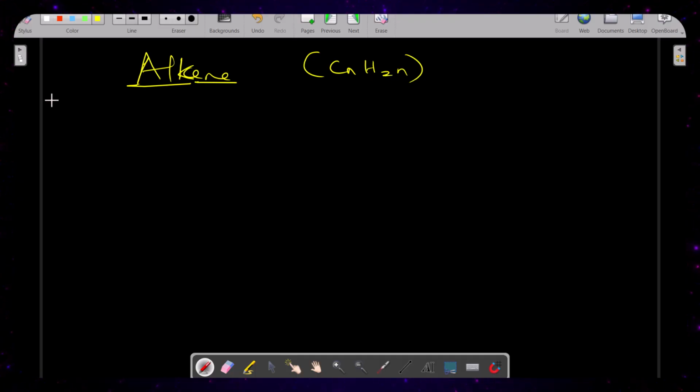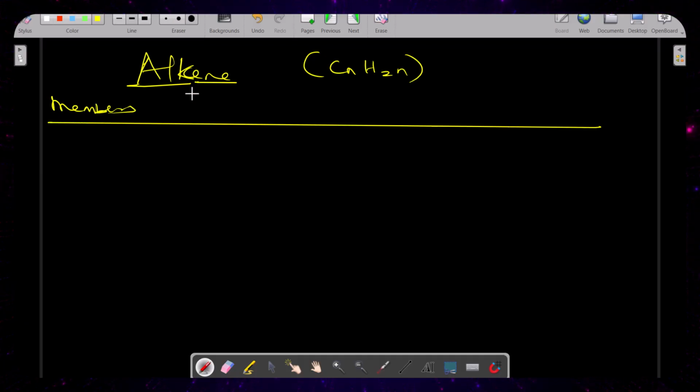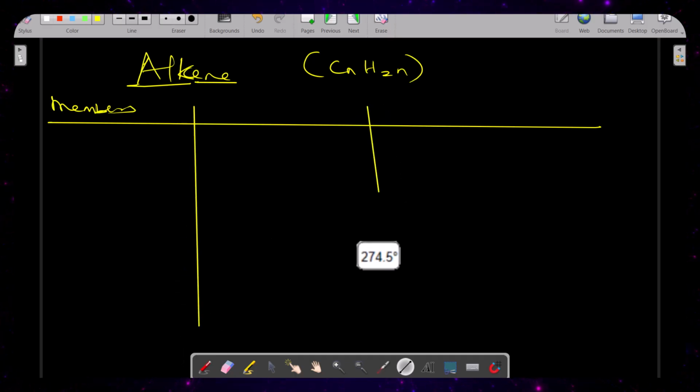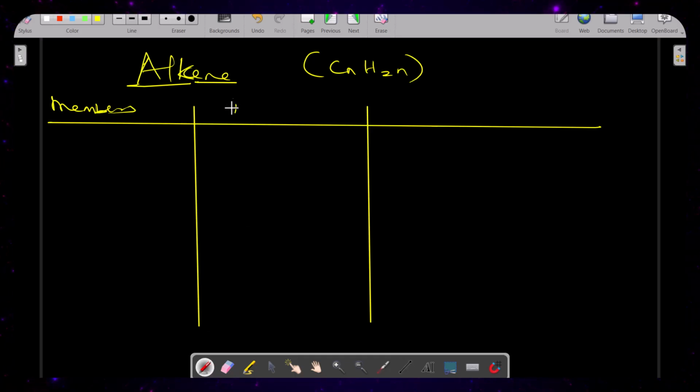Let's talk about the homologous series. Let me list out the members that we have over here. Then I'm going to talk about the members aside. So let's look at their names, and let's look at the structure as well. So let's look at the first member of the alkene.